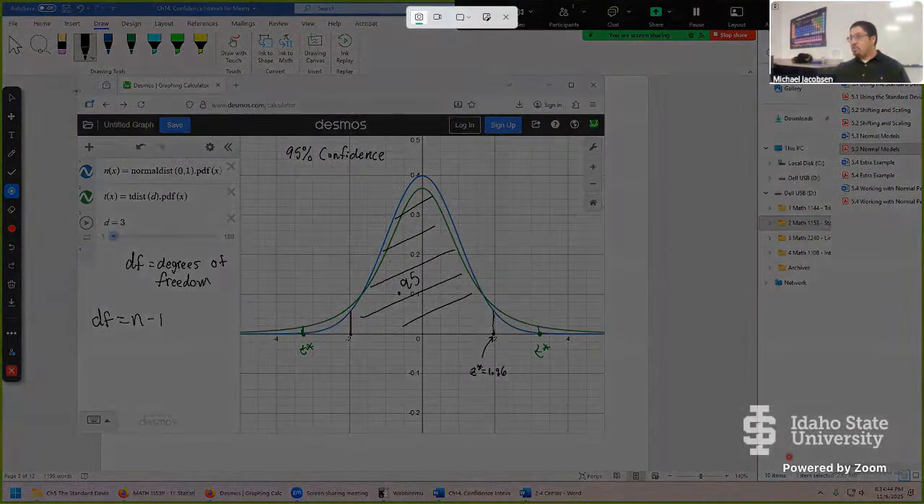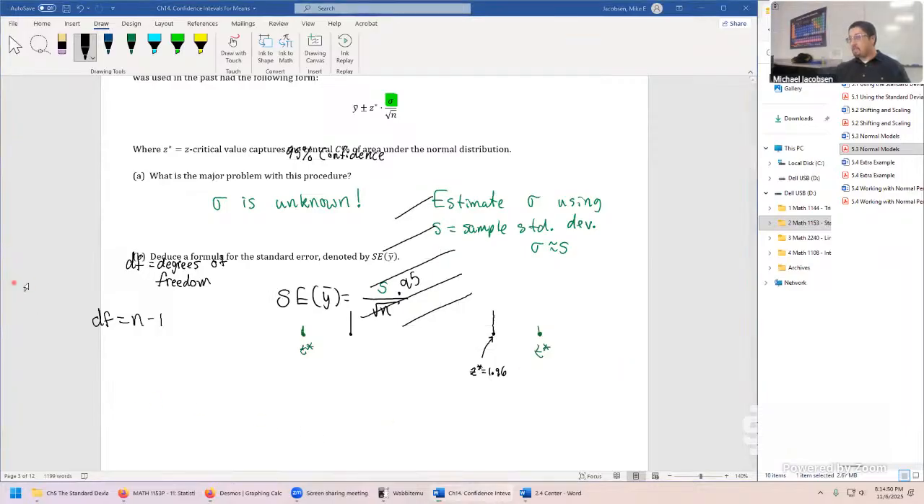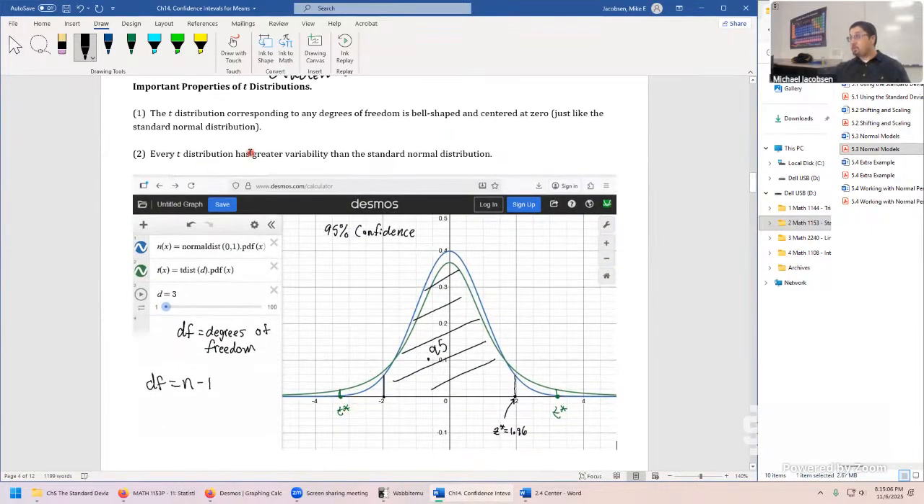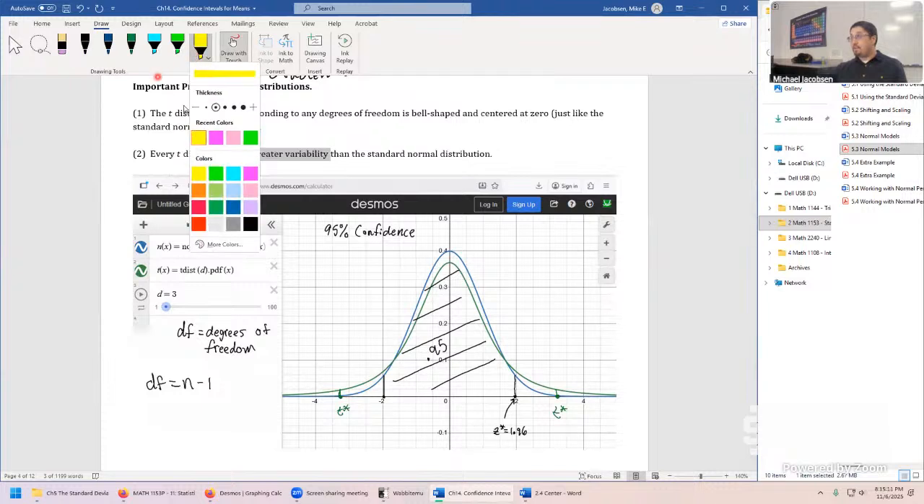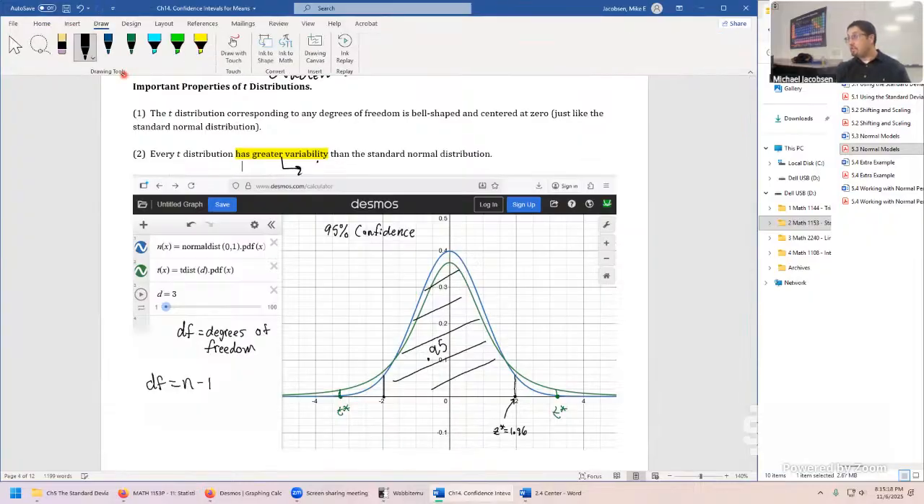So let's throw this into the notes as a place to revisit, to think about this again. Every t distribution has greater variability than the standard normal distribution. The t distribution corresponds to any degrees of freedom. It's bell-shaped, centered at 0, just like the standard normal distribution. But here's where we're seeing the greater variability. T star is greater than Z star. So that's our immediate and direct consequence. T star is greater than Z star.